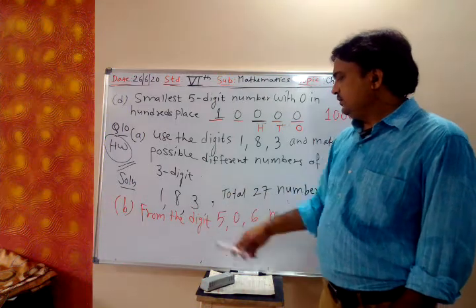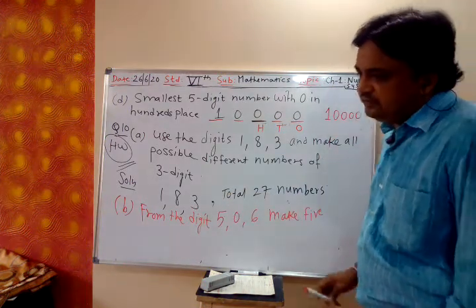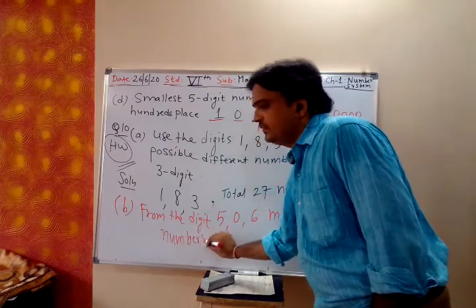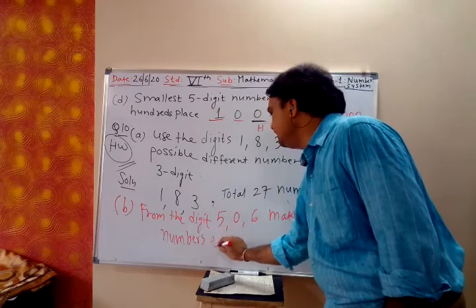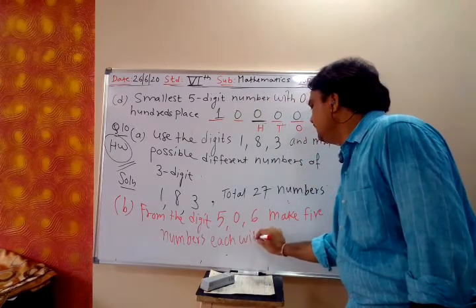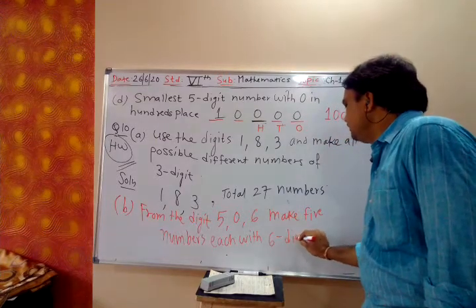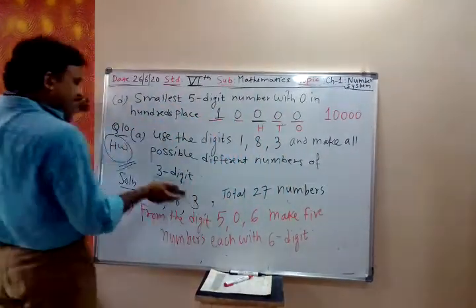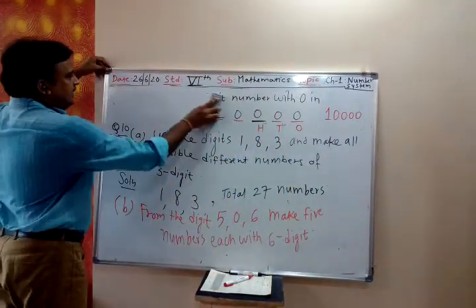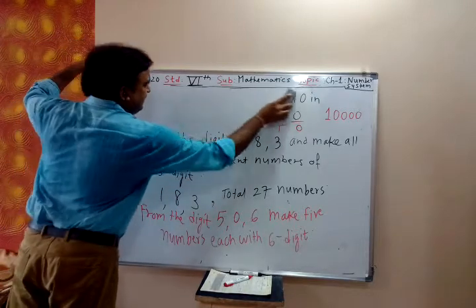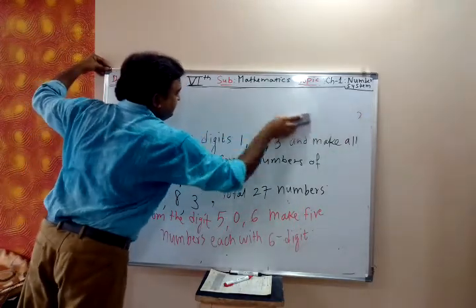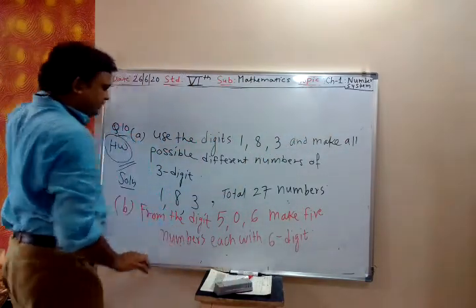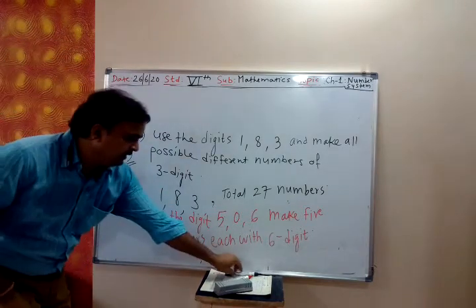From the digits 5, 0, 6, make 5 numbers, each with 6 digits. So using digits 5, 0, 6, make 5 numbers. You have to repeat the digit also.